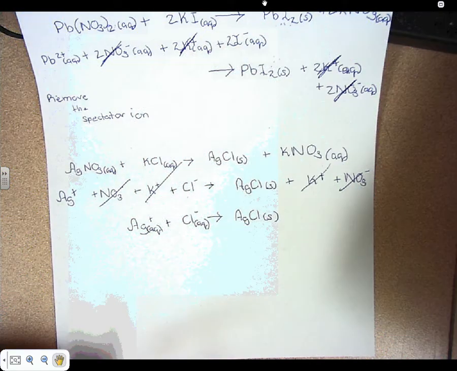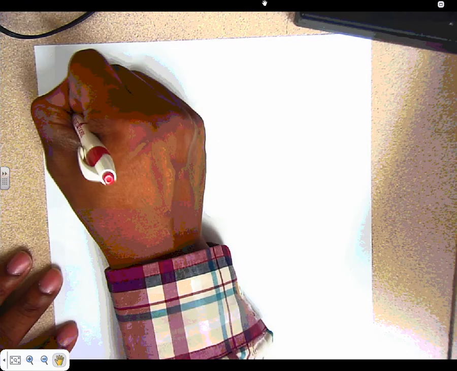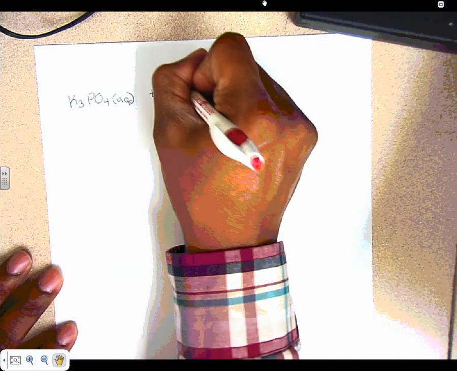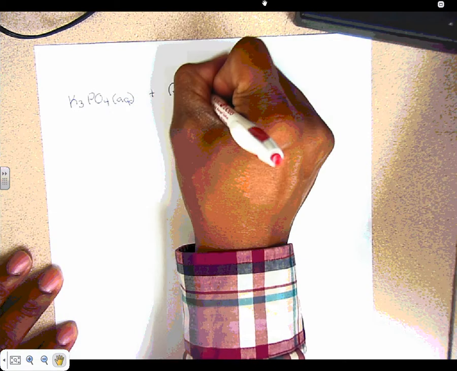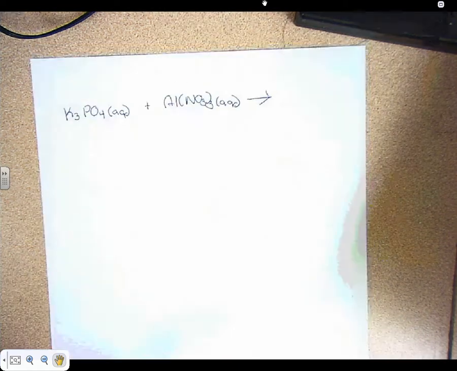Now we're going to look at one more just to make sure that we have that additional practice. And again, it is going to be very invaluable that we know our solubility rules. So if we don't know our solubility rules, we will need to revisit those rules. So let's look at one here where we have this guy, which is potassium phosphate, AQ, plus aluminum nitrate. Now, those both are soluble in solution. They're both soluble in solution.